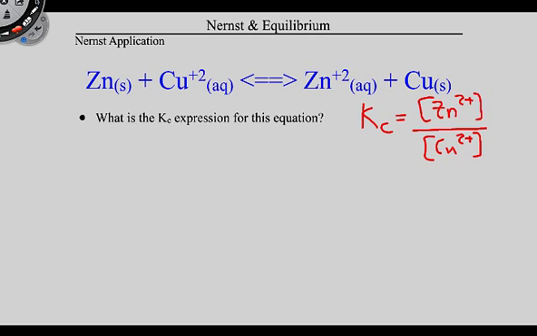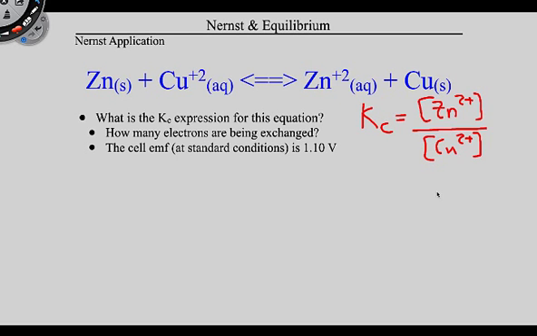Okay. So guys, what about this then? How many electrons are being exchanged in this process? Can you see it's just right out 2? Zinc goes from 0 to +2, copper goes from +2 to 0. It's 2 electrons.